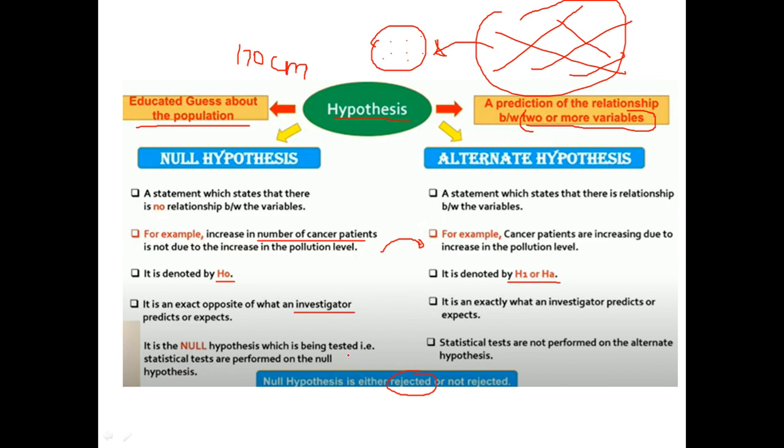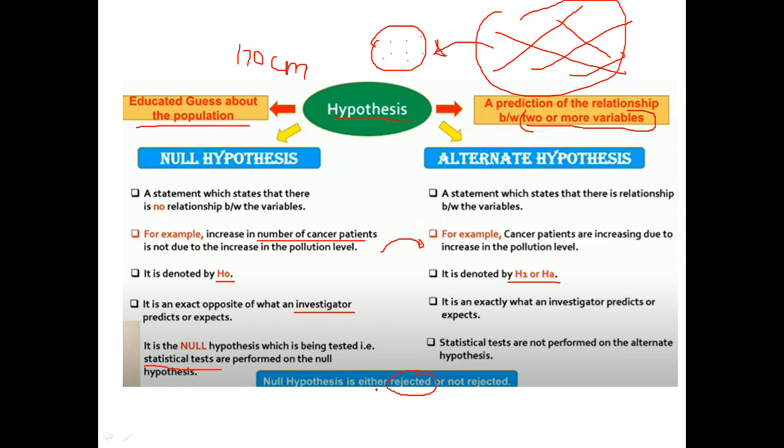You have to find some evidence. So you can say this cancer example is nice here. You can say obviously there will be no correlation between cancer patients and population, right? This is pollution. So that is why they will find evidence to reject this. Then they can say yes, there is a relationship between cancer patients increasing with respect to pollution. So you have to decide what should be the null hypothesis which you want to reject after conducting this statistical test.